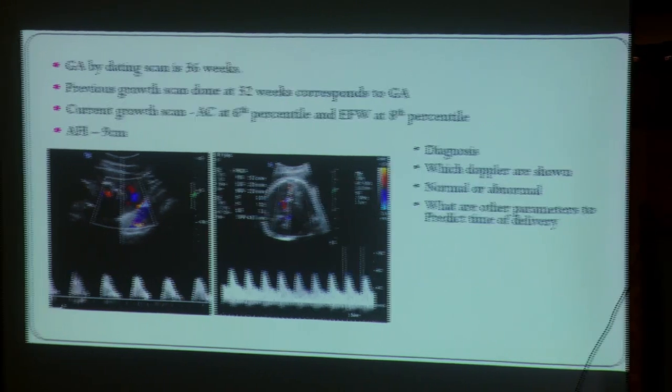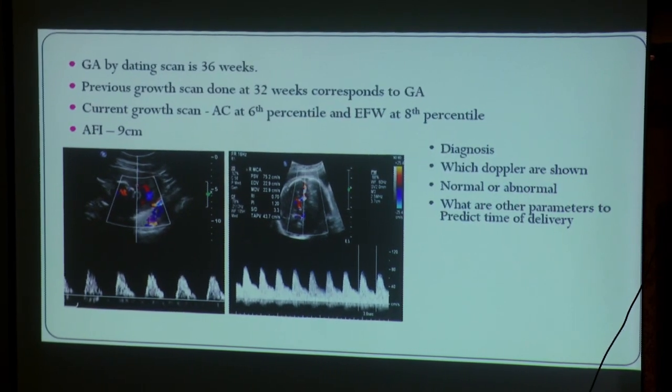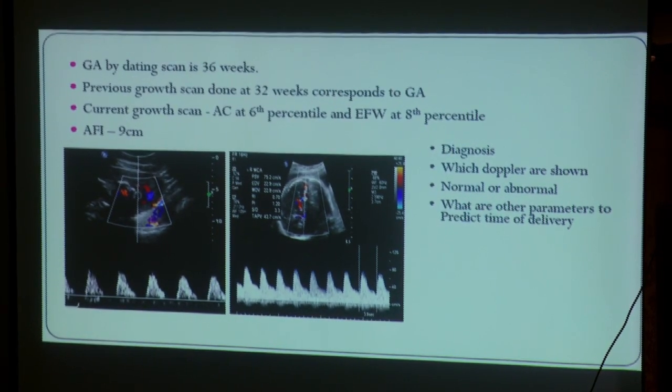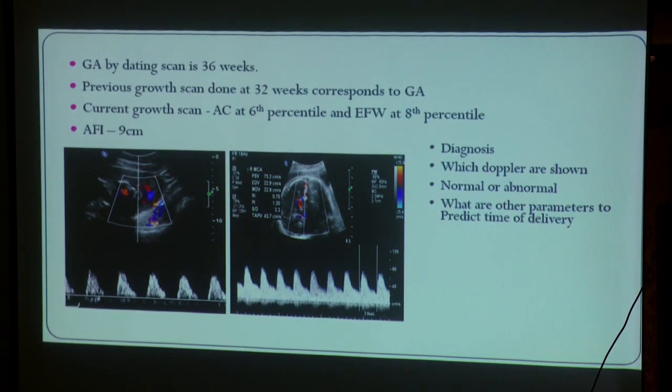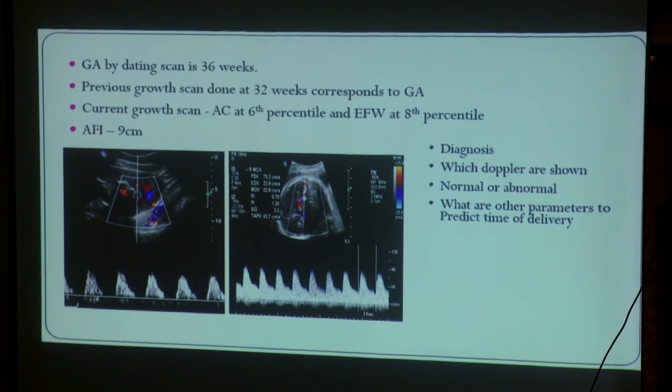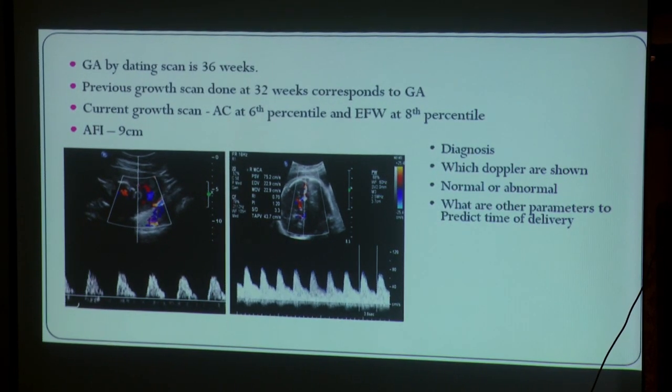So what is the diagnosis here? When the abdominal circumference and fetal weight fall below the 10th percentile, there are two possibilities. One is fetal growth retardation. The next is small for GA fetus, small for gestational age.